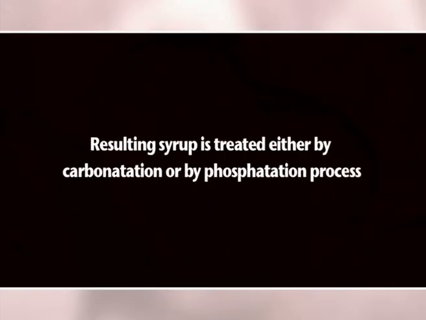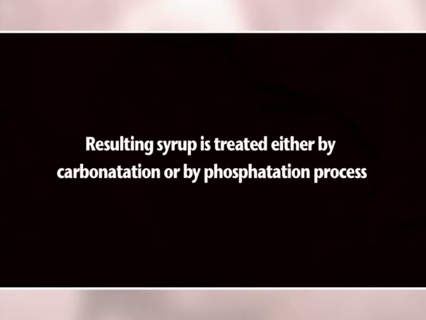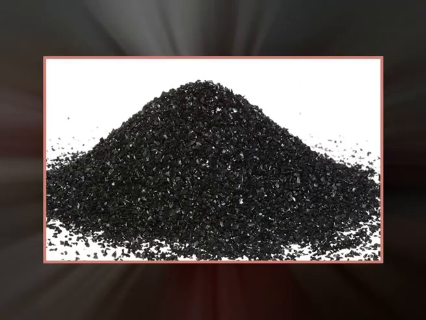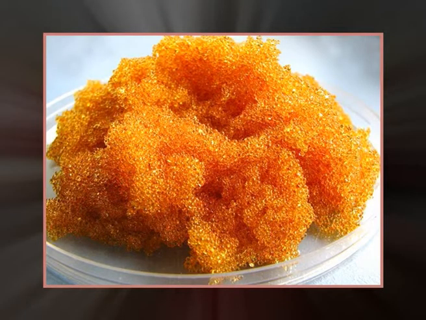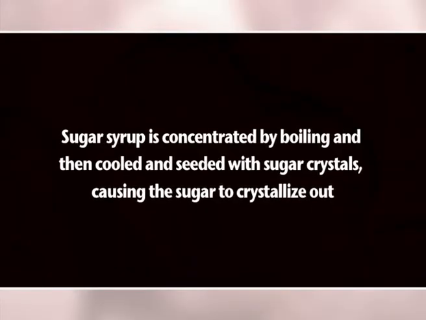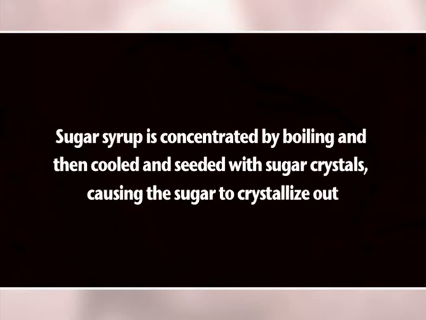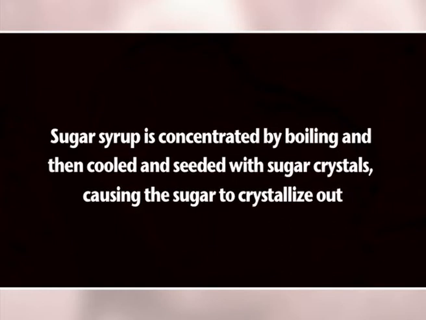The resulting syrup is treated either by a carbonatation or by a phosphatation process. Both involve the precipitation of a fine solid in the syrup, and when this is filtered out, many of the impurities are removed at the same time. Removal of color is achieved by either a granular activated carbon or an ion exchange resin. The sugar syrup is concentrated by boiling and then cooled and seeded with sugar crystals, causing the sugar to crystallize out. The liquor is spun off in a centrifuge and the white crystals are dried in hot air and ready to be packaged or used.